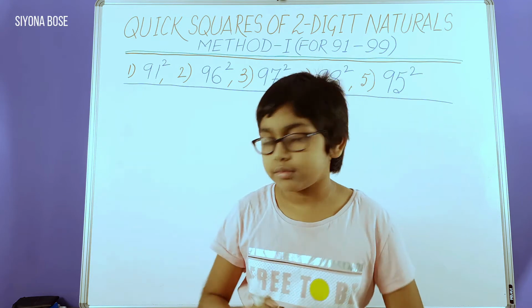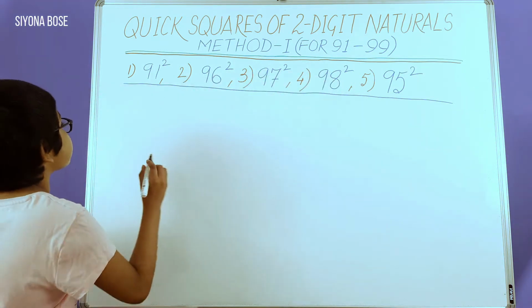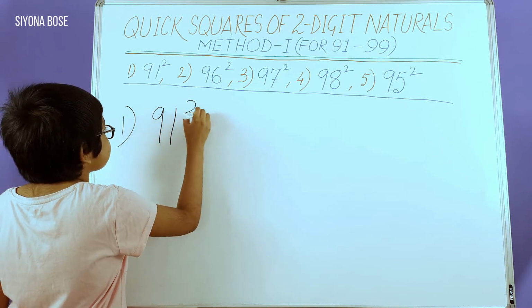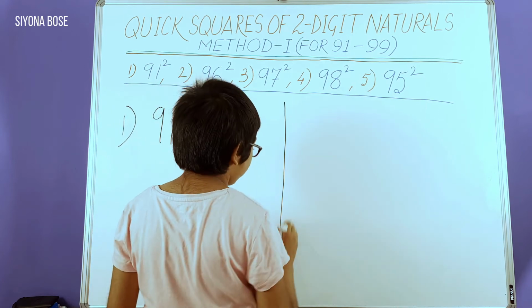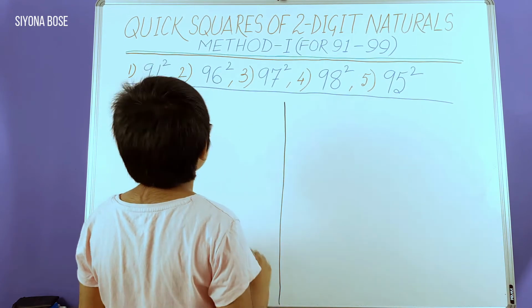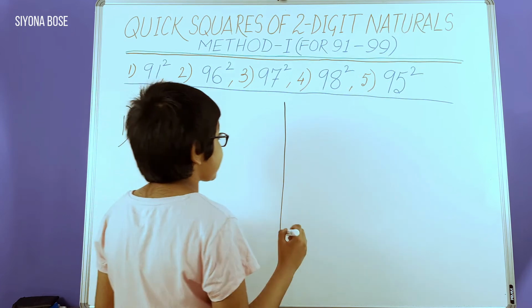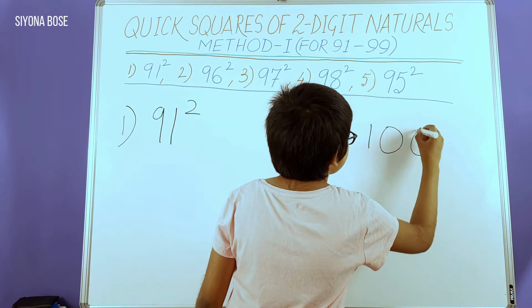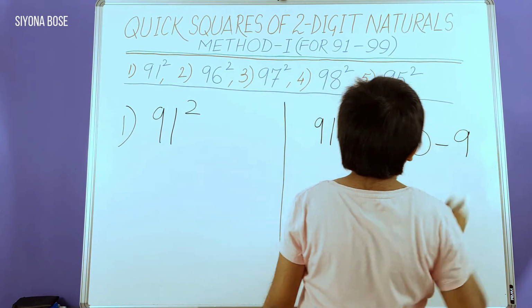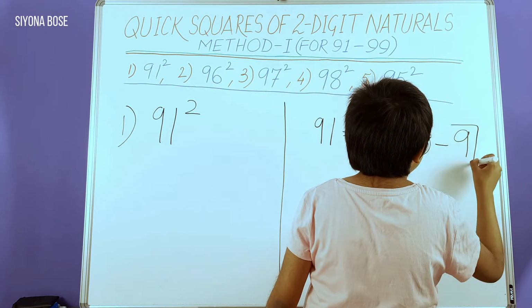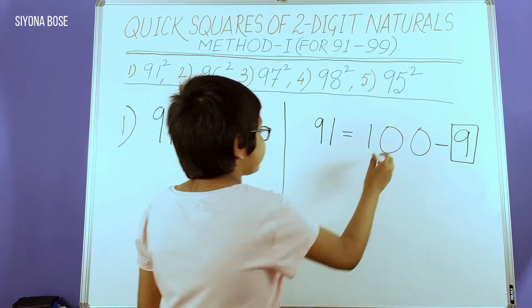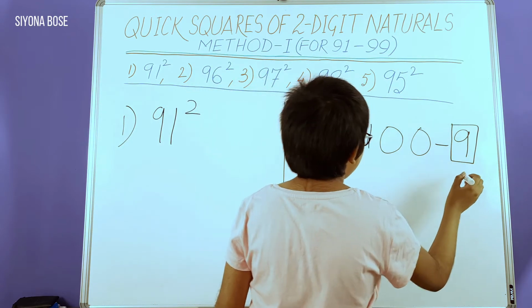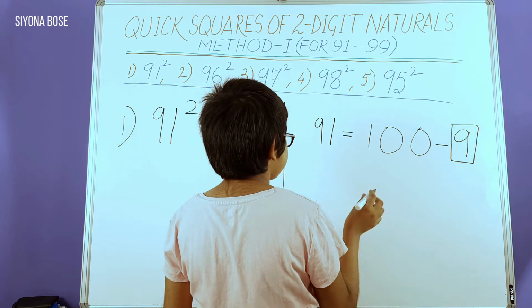Now we can begin. First, we need to find 91 squared. I'm showing you the working, hence I'm making a vertical line. 91 squared can be represented as 100 minus 9. I'm blocking the 9. 100 minus 9 gives 91. And this 9 is blocked because we are going to use it. I'm just going to show you.